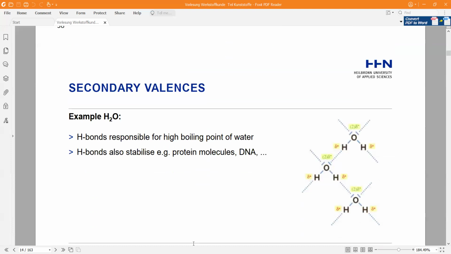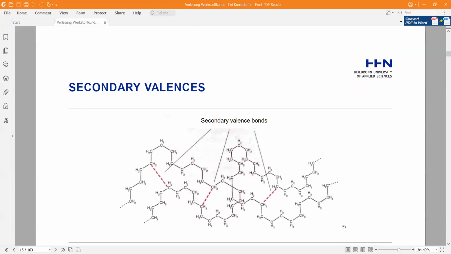Secondary valence, as an example, is the famous one of water. The hydrogen bonds are responsible for the boiling point of water and also stabilize, for instance, protein molecules or DNA. You can see these secondary valence bonds as the red dashed line.